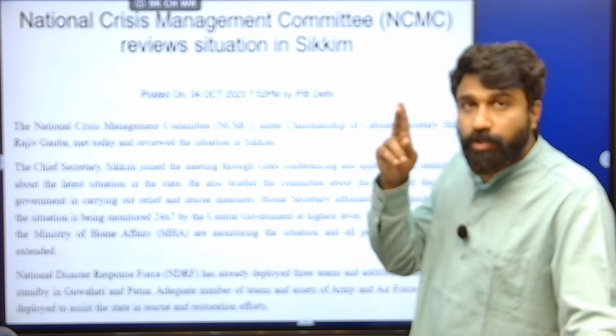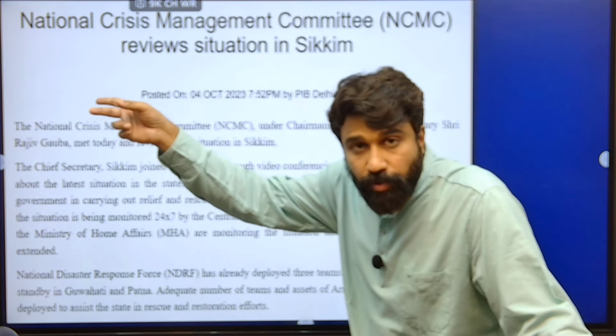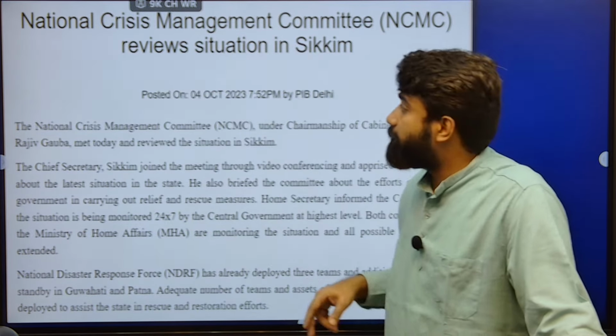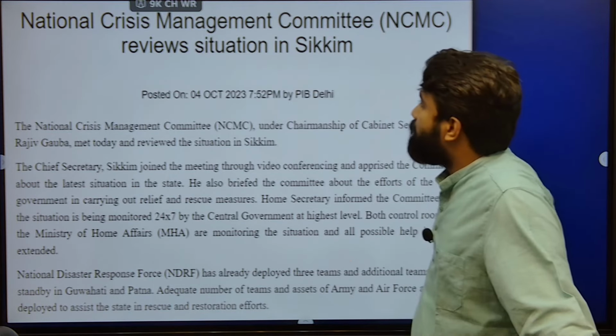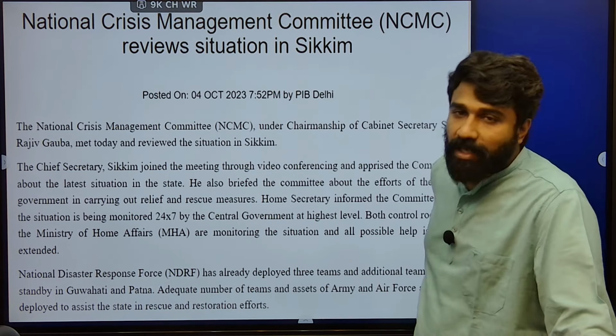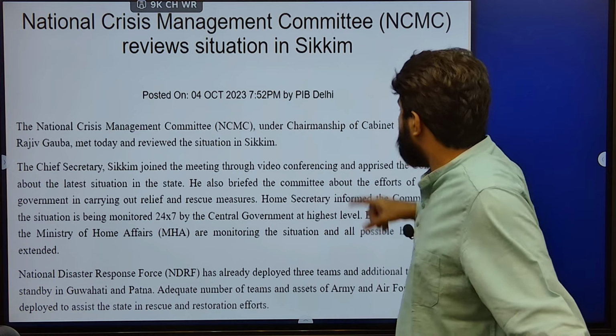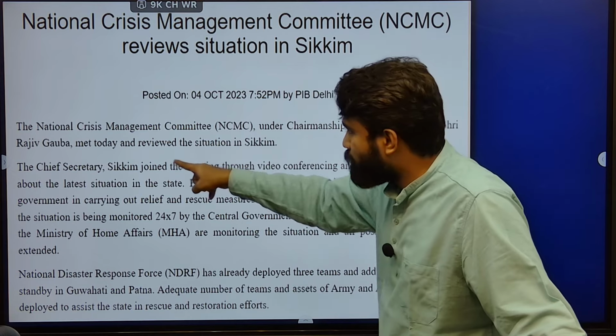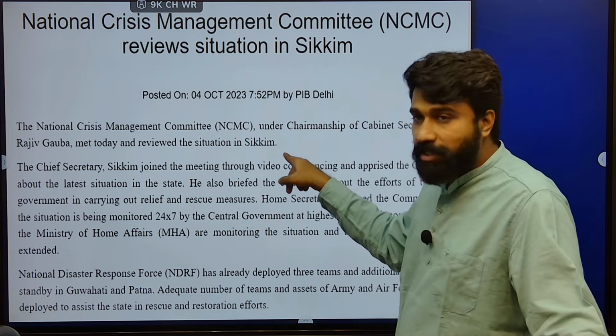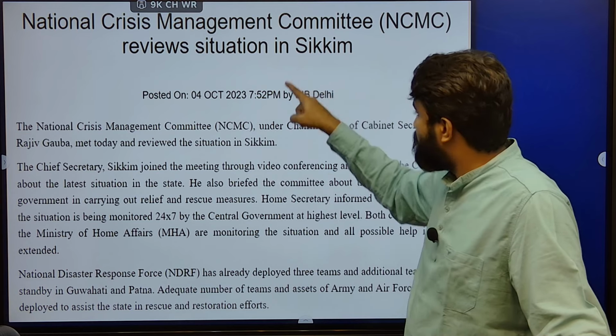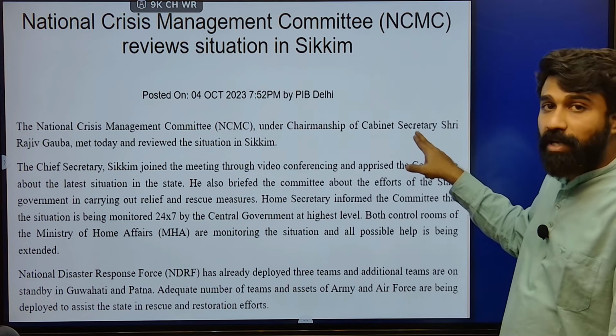First, both the statements in the given MCQ that we have asked are correct here. A National Crisis Management Committee reviews situation in Sikkim. National Crisis Management Committee, under chairmanship of Cabinet Secretary Sri Rajiv Gauba, met today and reviewed the situation in Sikkim. National Crisis Management, which is under the chairmanship of Cabinet Secretary.